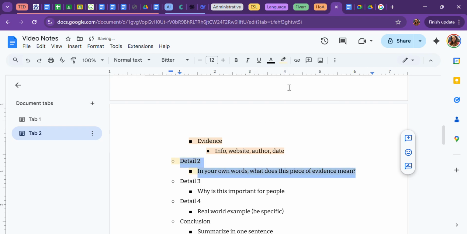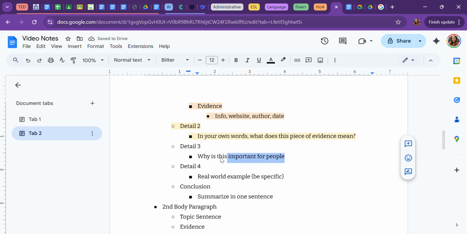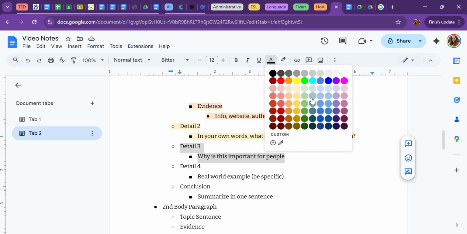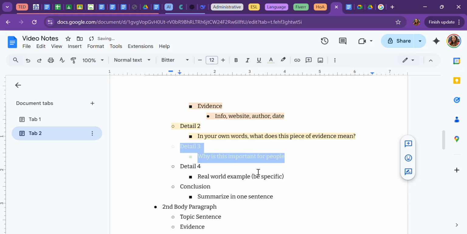Like, I don't understand this piece of evidence. Why do we have it? Why is this important for people? Not just animals, not just for your topic. Like, why should I learn what you are sharing?